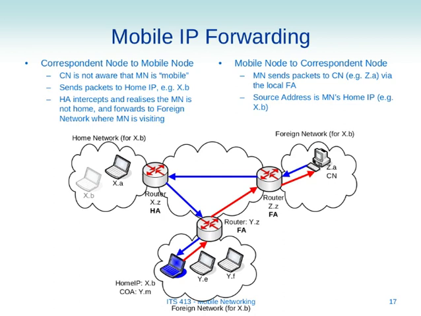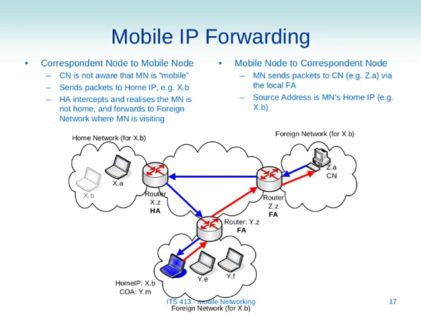What happens is that when x.b moves into this foreign network, it gets a care of address. In this example, y.m. A care of address which matches the structure for that subnet. Subnet Y, y.something. How does it get a care of address? Well, it could be assigned by the router here. But it gets a care of address. Correspondent node z.a doesn't know about the mobility. If they're on the other side of the world, they don't know who they're communicating with is mobile.